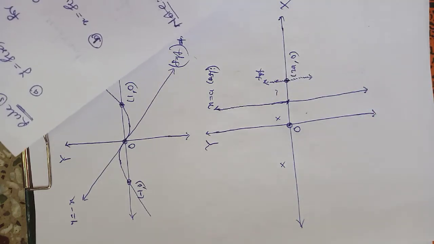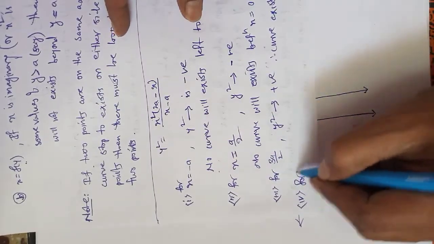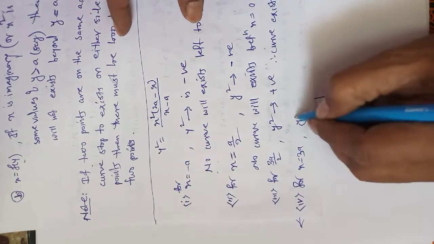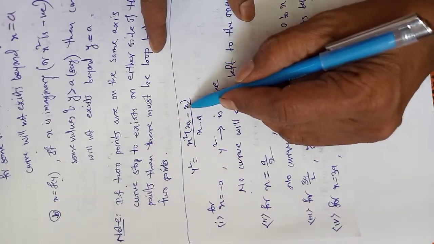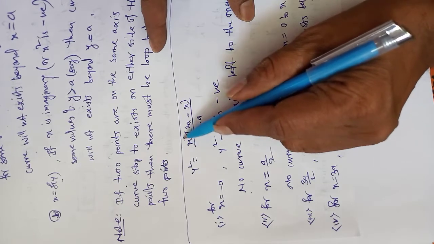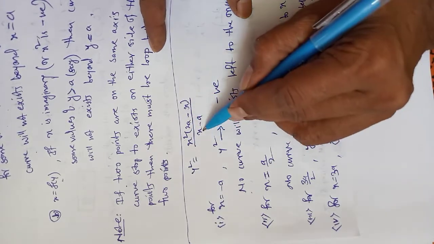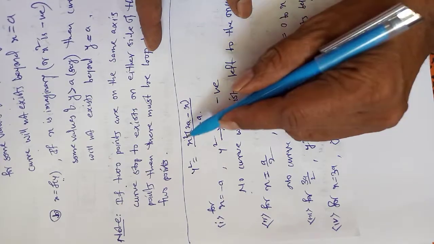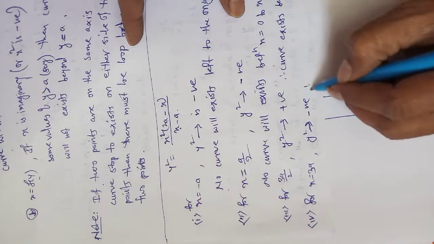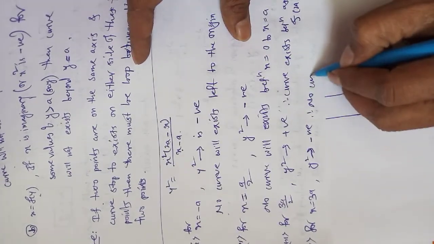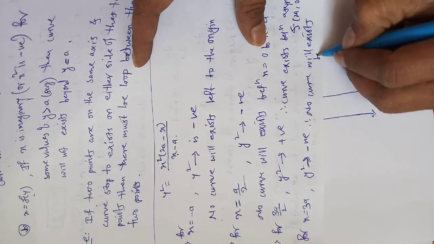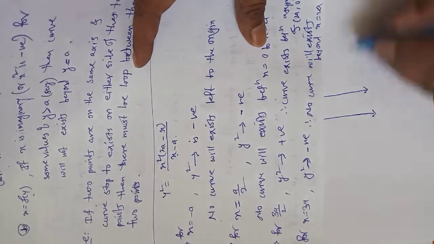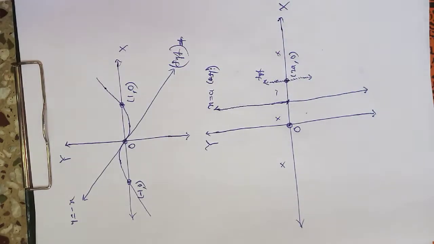Now right to the 2a comma 0, we'll take any point, say x is equals to 3a. So y square is, so x is equals to 3a. So 2a minus 3a is negative, x square is always positive, 3a minus a is positive. So y square is negative. Therefore no branch of the curve will exist. No curve will exist beyond x is equals to 2a. Right? So there is no curve beyond this.